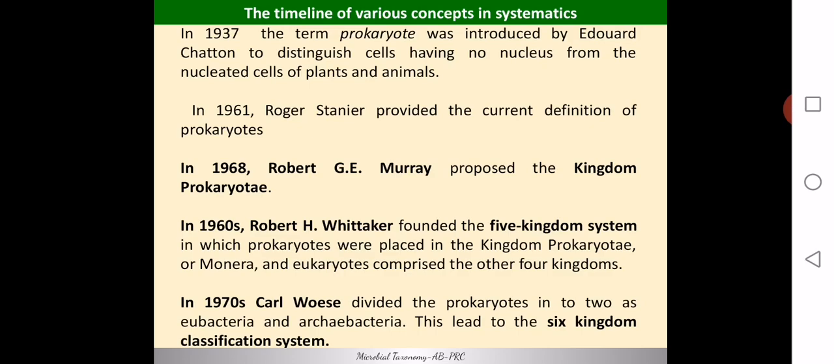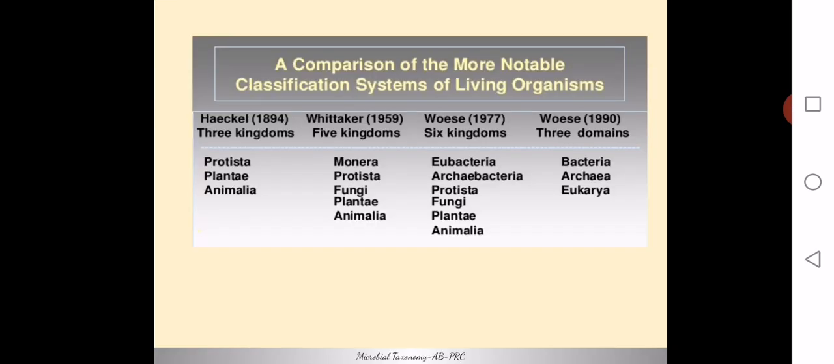Even after that, there is another type of classification called the six kingdom concept. Robert H. Whittaker's is the five kingdom concept, which is what we usually follow. After that, there is a six kingdom classification system introduced by Carl Woese, in which the prokaryotes were split into two, eubacteria and archaebacteria. So these are the different timelines for taxonomy as a whole.